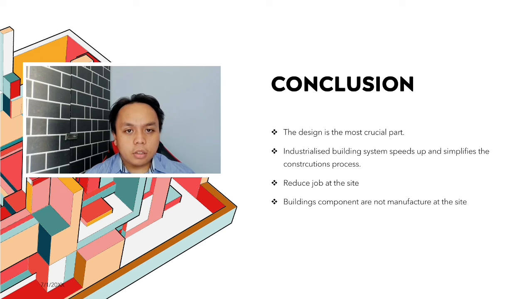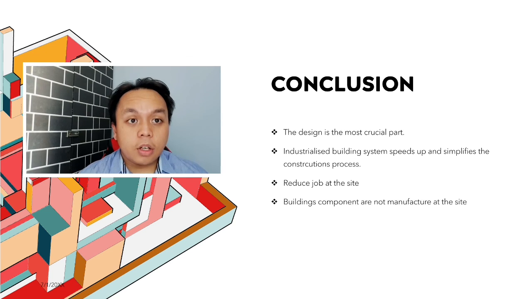In addition, the industrialized building system is a technological advancement that speeds up and simplifies the construction process. Additionally, it aids in reducing the workload on the job site because all building components will not be manufactured on the site, but will be installed at the site. The industrialized building system can help speed up the construction process, since the production of the components is carried out outside of the site. IBS, or Industrialized Building System, is a technology that has significantly altered the way buildings are constructed, particularly in Malaysia. That's all for the conclusion.